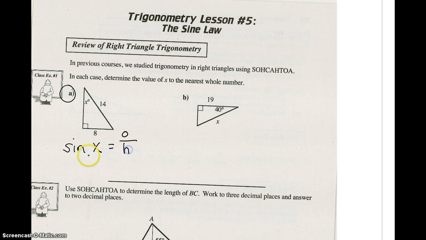So when I do that, I then go ahead and solve for x by plugging it into my calculator using my inverse function, and I end up with 35 degrees. Of course, that is the 8 over the 14, and I go ahead and plug that into my calculator. The second one is very similar to that. However, this time we're not looking for the degrees, but we're actually looking for the side, and in this case we're looking for the hypotenuse.